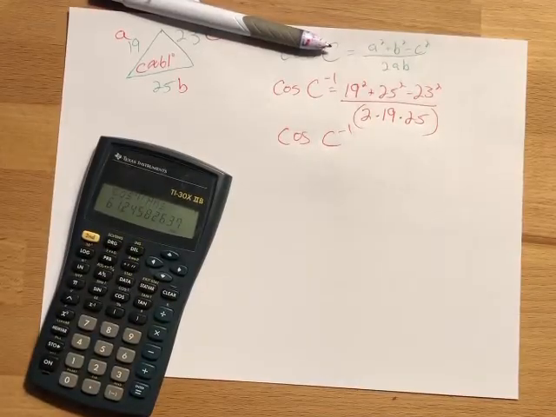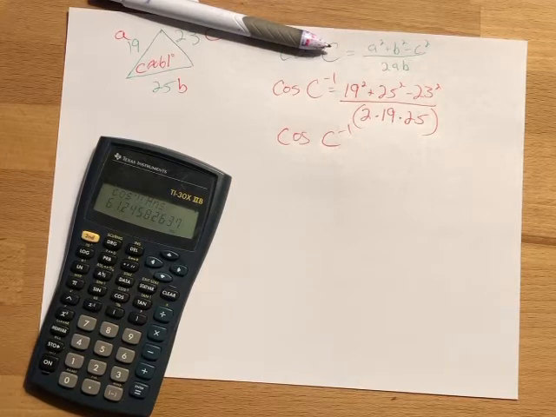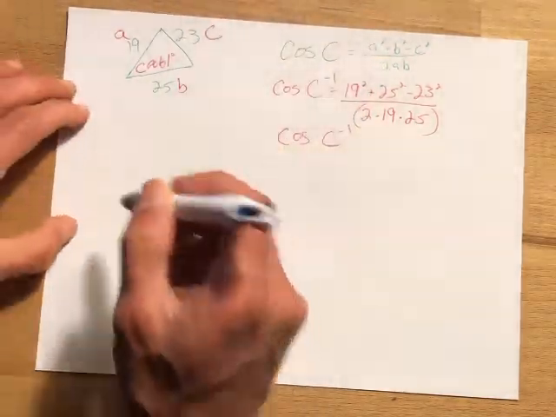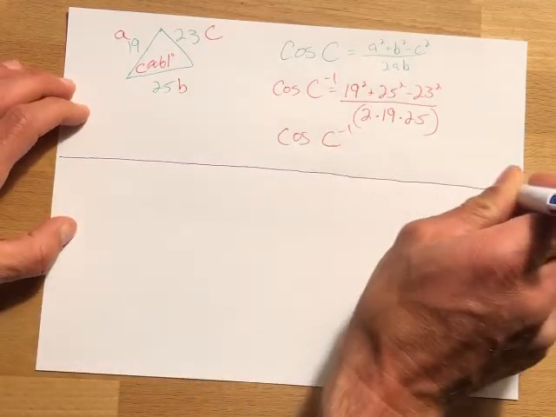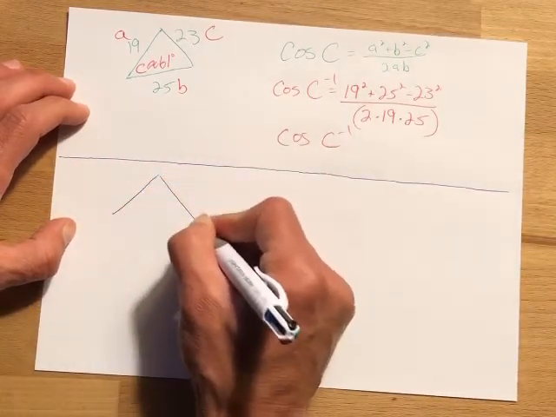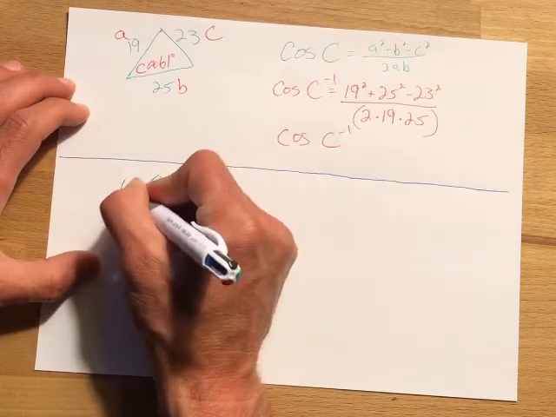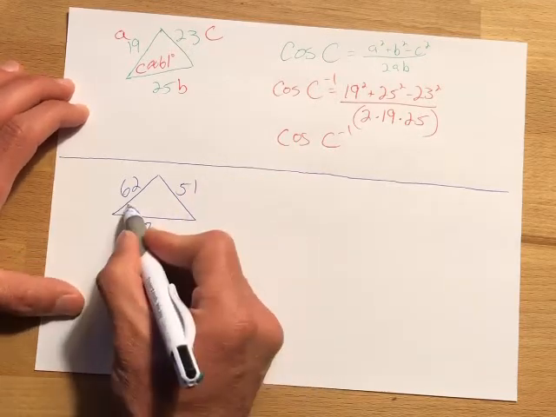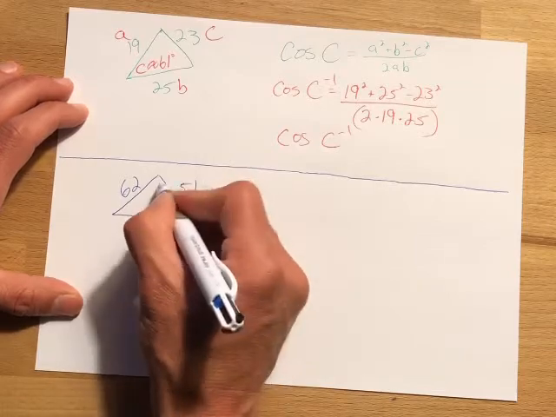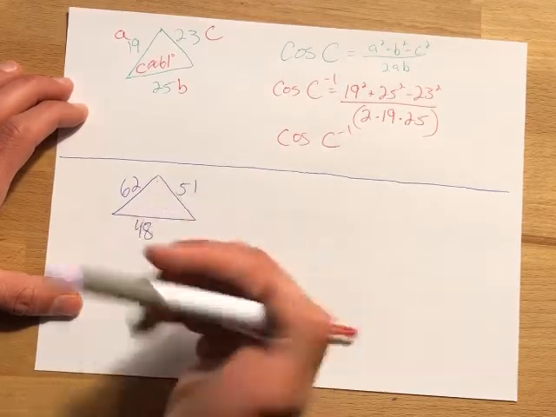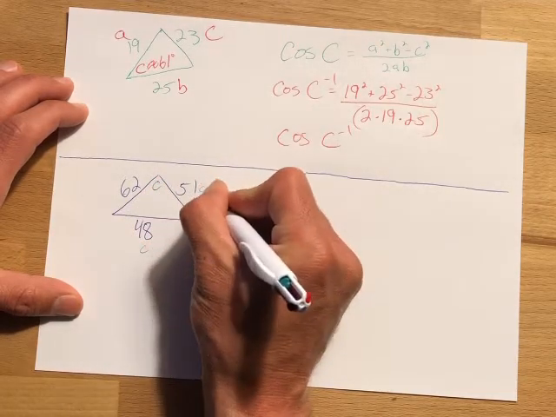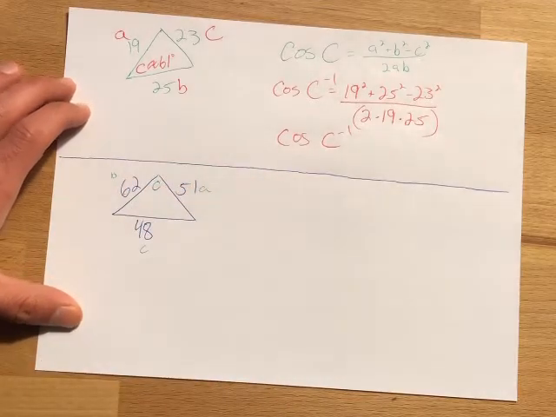Okay, now the very last question is going to ask you to solve for every angle. So I'm going to draw this. This is 62, this is 51, and this is 48. Let's just find this angle first. So I'm going to make this angle my angle C, this my side C, and this is A and this is B. It doesn't matter which one's A and B.